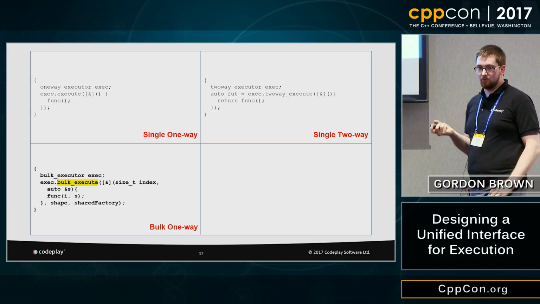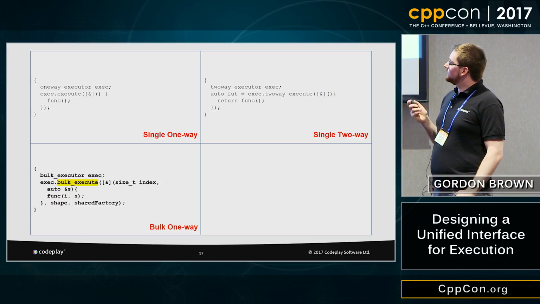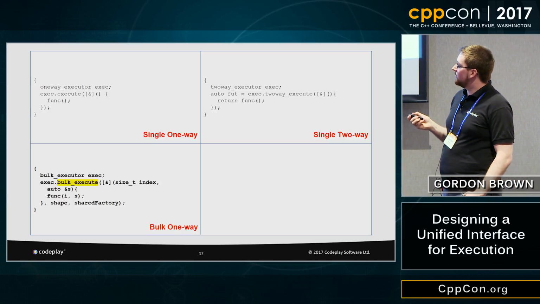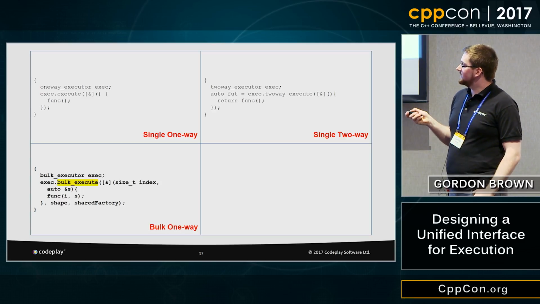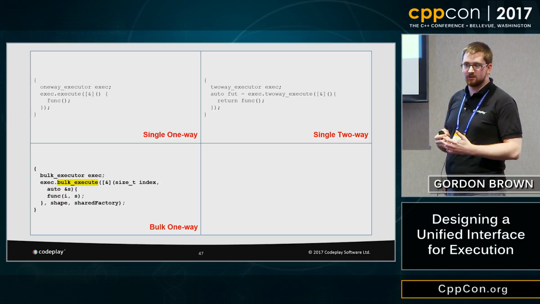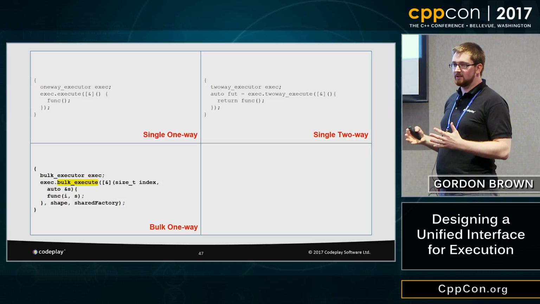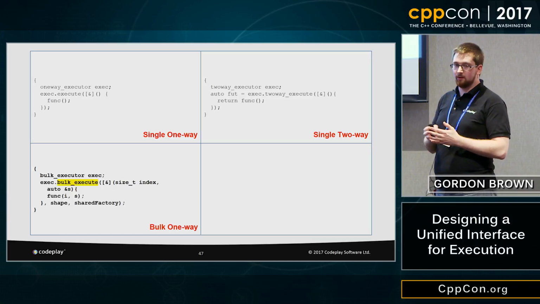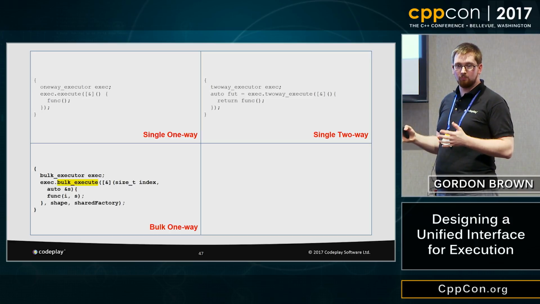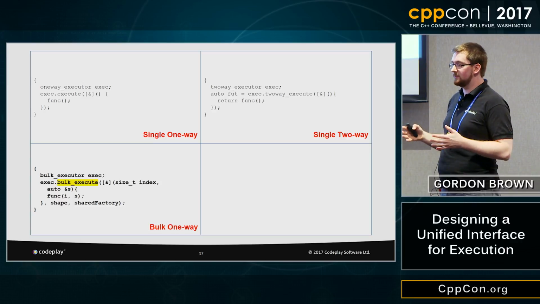The next one is bulk one-way. This one's a little more complicated. It takes 3 parameters. The first one is the instruction stream as usual. I'll get to the parameters of the lambda there in a moment. The second parameter is shape. Shape essentially describes the iteration space that you're going to execute your execution agents across. For example, that shape could say I want to execute this instruction stream 1,000 times. So I'd execute that 1,000 times in parallel.